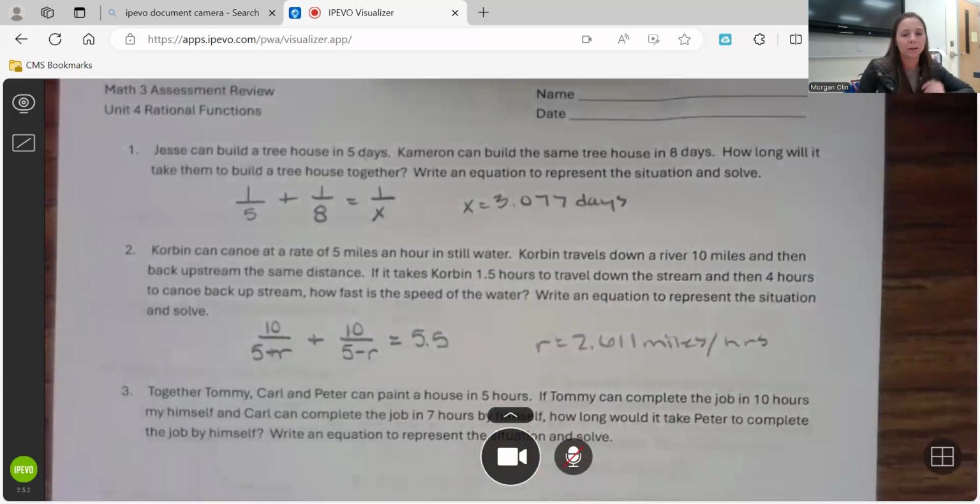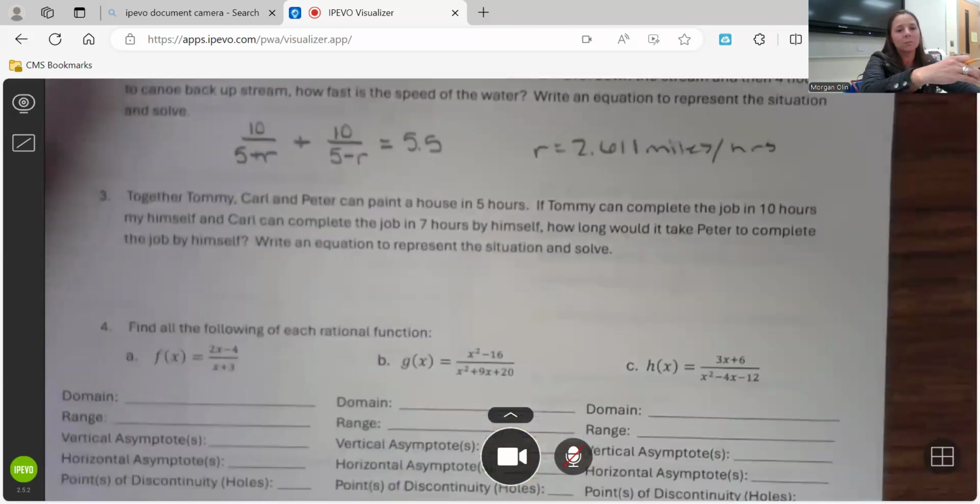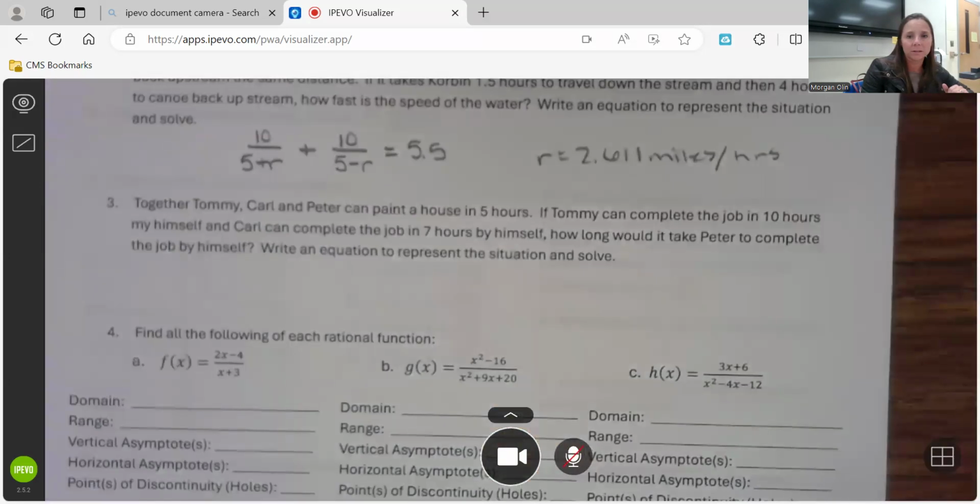All right, number 3, moving right along. Together, Tommy, Carl, and Peter can paint a house in 5 hours. If Tommy can complete the job in 10 hours by himself, and Carl can complete the job in 7 hours by himself, how long will it take Peter to complete the job by himself?